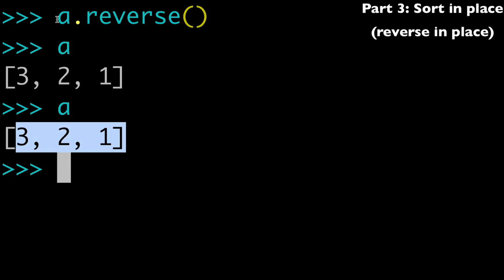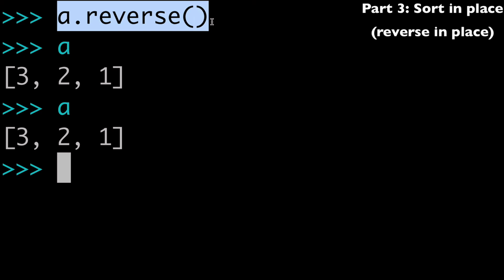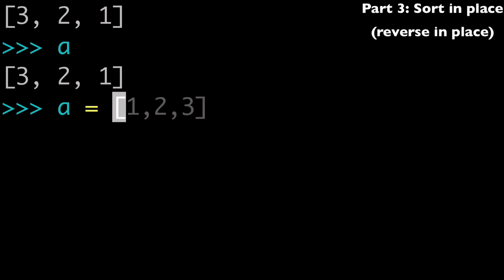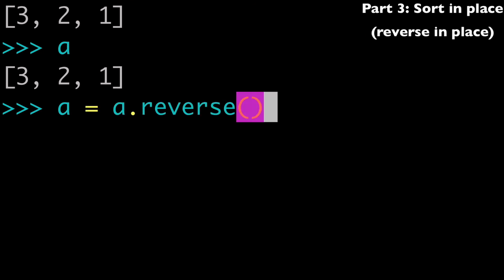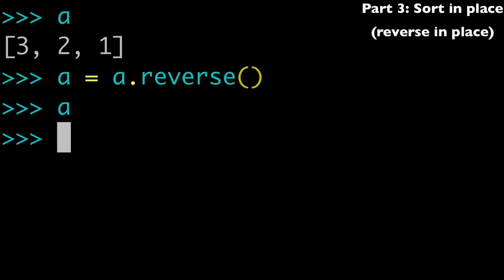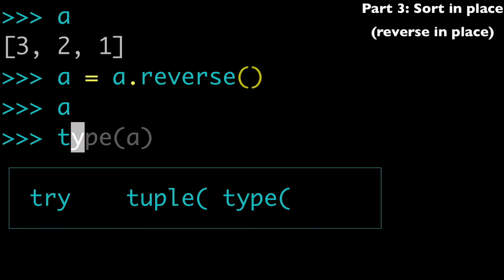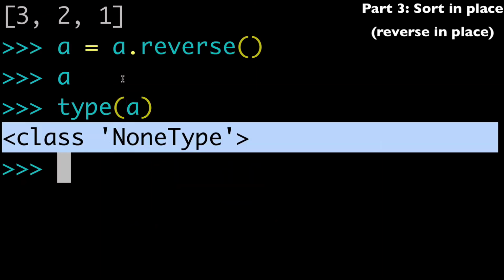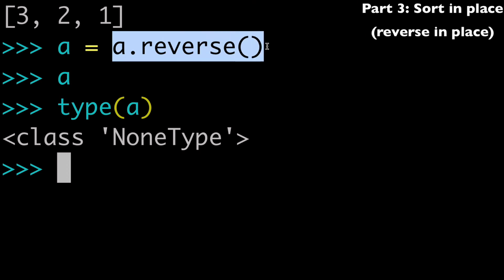You'll also notice that a.reverse() didn't return anything. And I'll show you that it doesn't return anything either. If we do a = a.reverse(), when I access a again, there was no value returned because a is now equal to None. And we can check the type of a and see that it is now a NoneType. Because when you modify the list in place with the list method, it returns None.